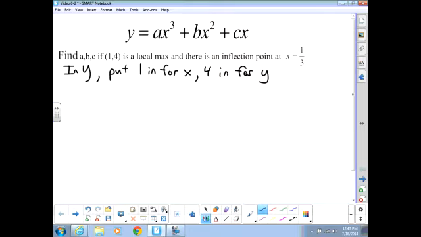Because (1,4) is a local max, well, we get local maxes and local mins, we determine that from the first derivative. So we should be able to also determine something about y prime. If at 1 is where the max occurs, that means in the first derivative, when you plug in 1, it should give you back 0. It's a critical number. So by the fact that (1,4) is the local max, in y prime we should be able to put in 1 for x, and because it's a max, we should get back 0 for y prime.